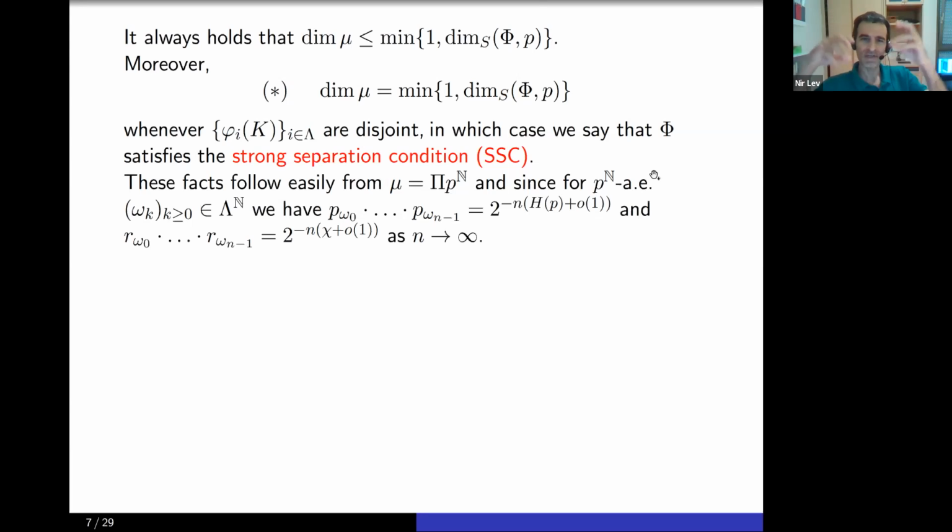Okay, because the contraction ratios are different. Yeah. But also, if the system was homogeneous, the contraction was the same, then in order to maximize, you need to select a probability vector with equal coordinates. It would also matter. And anyways, these facts follow directly from the fact that mu is the image of the Bernoulli measure. It's an easy exercise. And since we have this, with respect to the Bernoulli measure, we have this asymptotics.